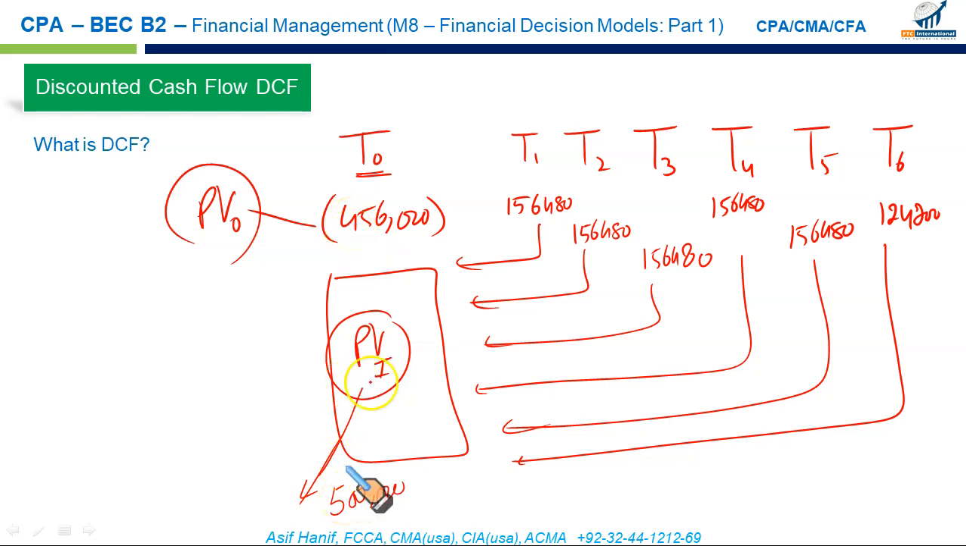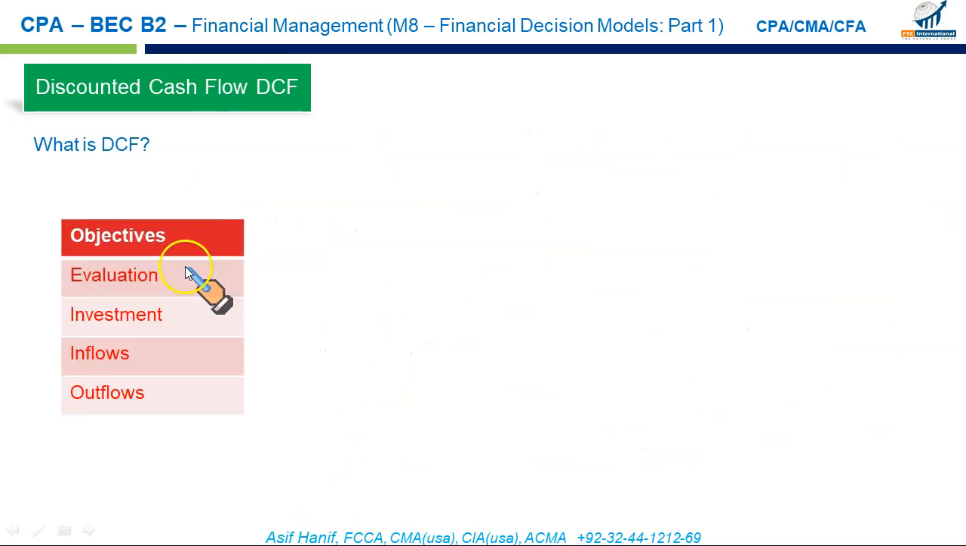To the contrary, let's say the future cash flows discounted at a certain rate happen to be just $400,000. That would mean if I invest $456,000 right now, the future cash flows in present terms will be just $400,000, meaning I will have to invest more and get less in present terms, so this project is not desirable. We'll discuss this concept further, but that's what DCF is all about.